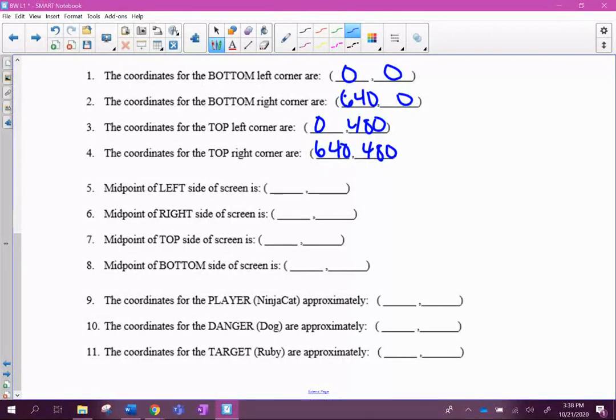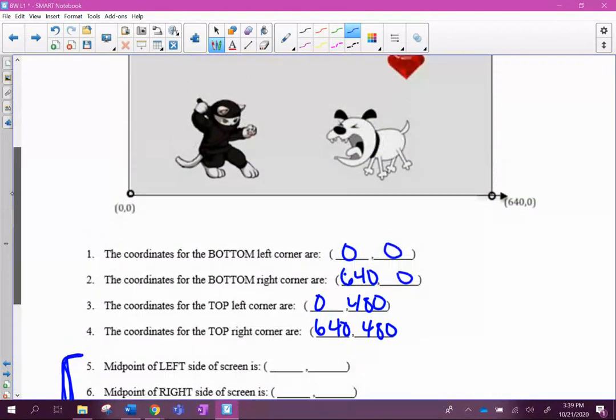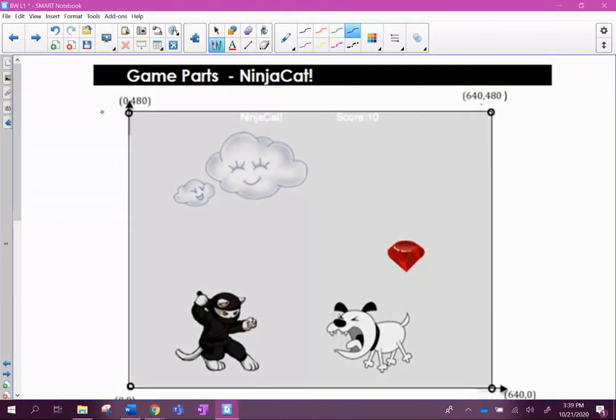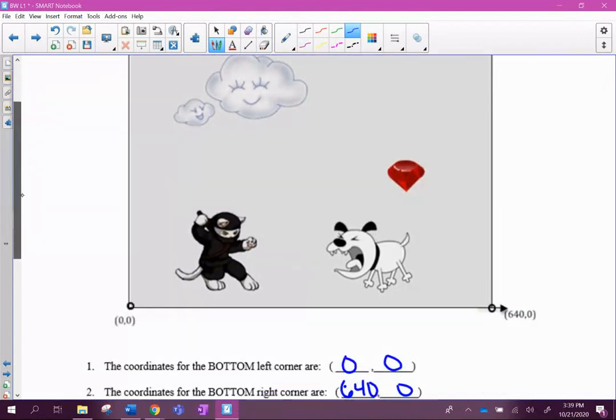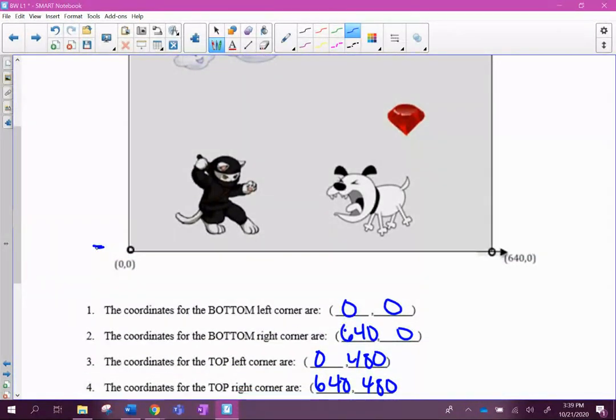All right. Now our second set of 4 here, these are asking for the midpoint. So remember we said the midpoint is just the average of the x's and then the average of the y's. So if we're looking at the left-hand side of the screen, I want to find the midpoint between our 0, 480 and our 0, 0.